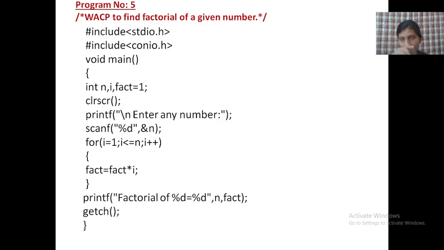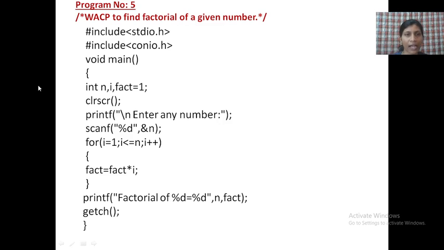For example, if you want to find the factorial of 4, how can we find it? 4 into 3 into 2 into 1, meaning the multiplication of that number and the previous numbers is called a factorial. So 4 into 3 is 12, 12 into 2 is 24, and 24 into 1 is 24. So the factorial of 4 is 24. Like this, we will find the factorial of any particular number.